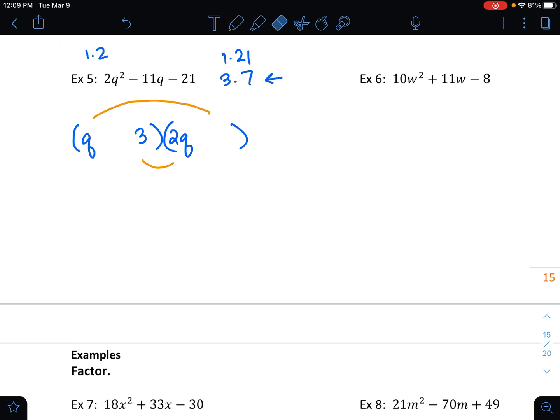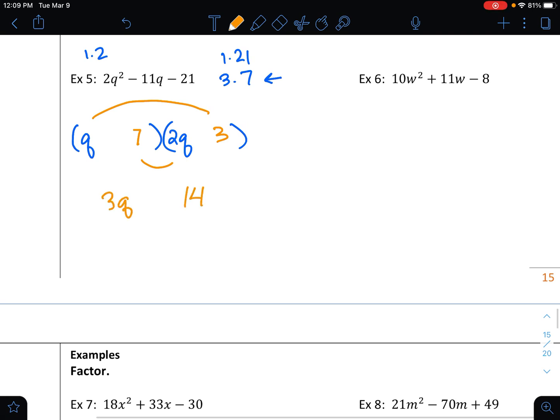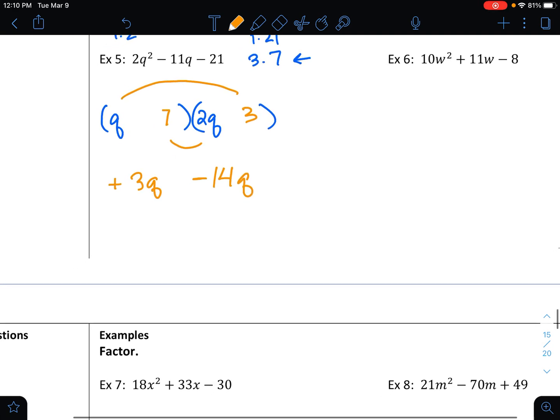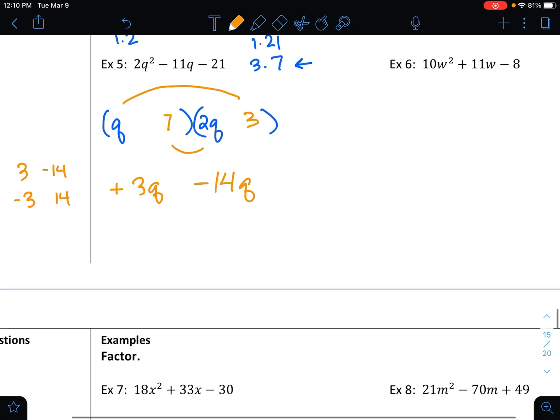I'm going to swap the 7 and the 3. And let's try to put the 7 first and the 3 second. And then check the inner and outer. So that would be 3Q. 7 and 2 is 14. Okay, I have 14 minus 3 is 11. So let's make it say negative 11. So if I make the bigger number negative and the smaller number positive, and you can try that on your calculator. If you're not sure, you can say, is it 3 plus negative 14, or is it negative 3 plus 14? And you can test it out.